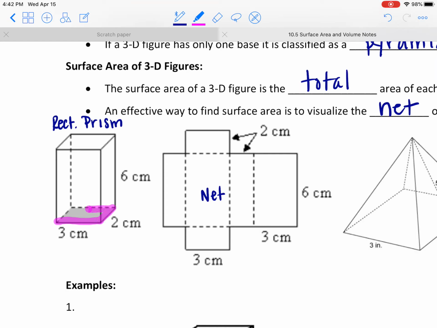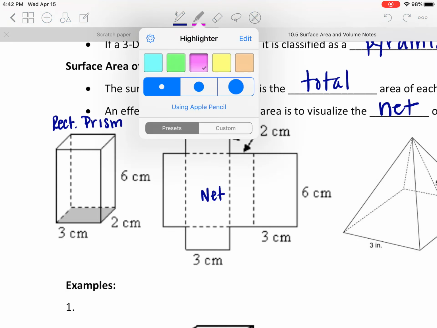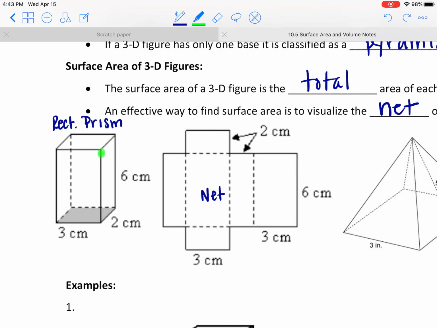We have the top and bottom piece. Let me just highlight them here. So the top and bottom piece are the 2 by 3 pieces. That would be this piece here and this piece here. Okay, so you've got the top and the bottom. There they are if they were flat. We've got the rectangle at the top, the rectangle in the bottom.